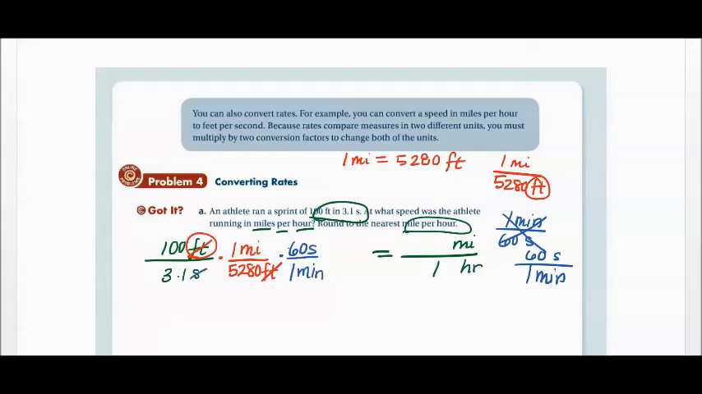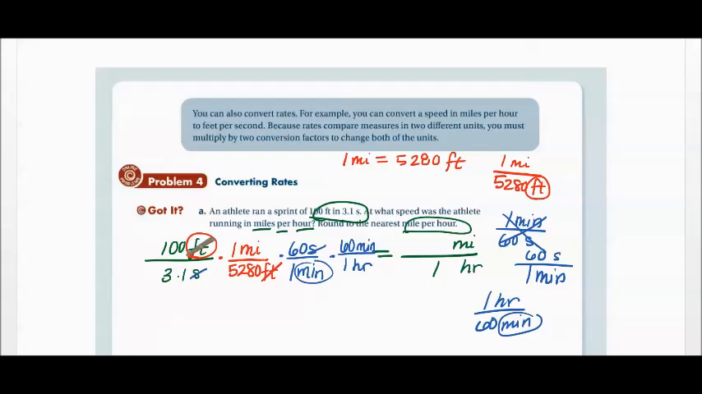Okay, so I can see that the seconds here are going to cancel. But we're still not in hours. So now we need to go from minutes to hours. So 1 hour is 60 minutes. But again, I need the minutes to cancel with the minutes here. So we're going to do it as 60 minutes on top over 1 hour. Okay? So all of these units that need to go away are going to cancel.